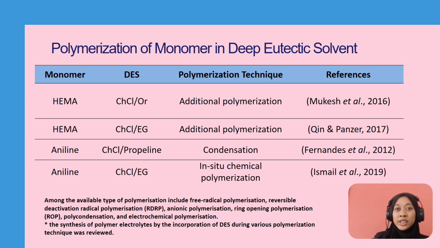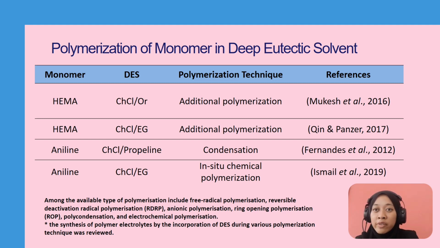Then for polymerization, the available types include free radical polymerization, reversible deactivation radical polymerization (RDRP), ionic polymerization, ring opening polymerization (ROP), polycondensation, and electrochemical polymerization. Thus, in this study, the synthesis of polymer electrolyte by the incorporation of deep eutectic solvent during various polymerization techniques was reviewed.